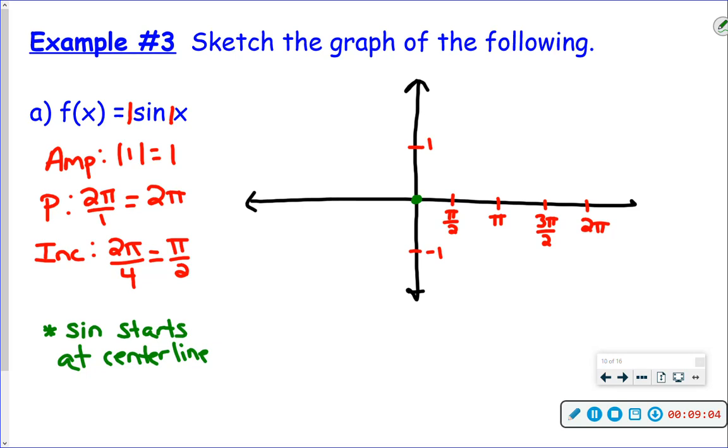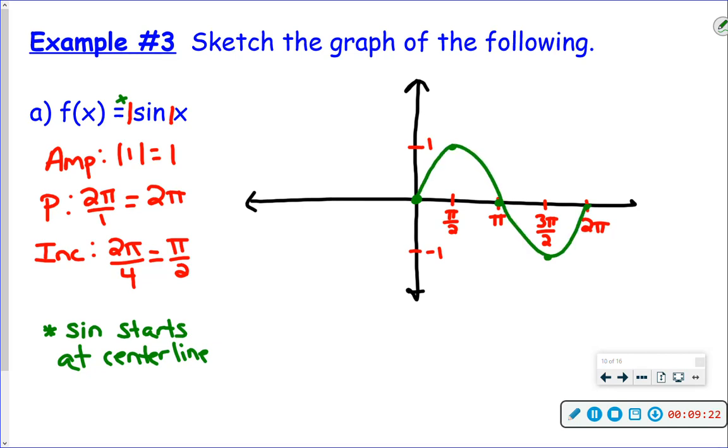Now, our lead coefficient, +1, so there's no reflection. And again, when I draw, I'm like, oh gosh, is there a reflection or not? No, +1, so I want to go up to 1 next. Back to the center line. Down 1, center line.